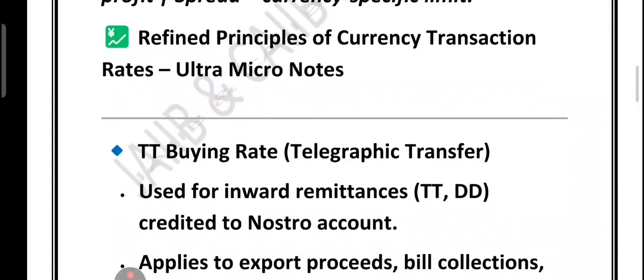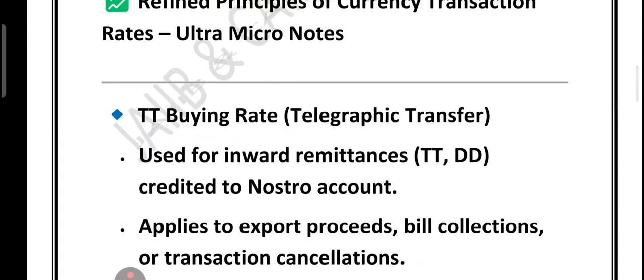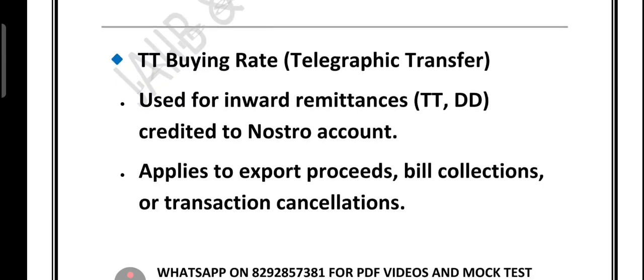So remember it. Now let's talk about the TT buying rate. TT buying rate is the rate that the bank uses when it receives foreign currency from abroad. It is like inward remittance or deposit. Suppose a bank is receiving foreign currency from abroad, like inward remittance. So in the case of inward remittance, we use the TT buying rate, right?